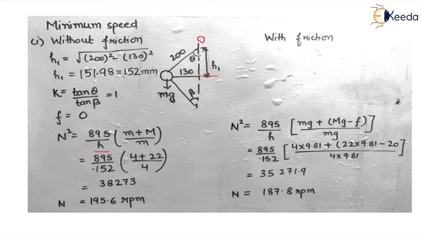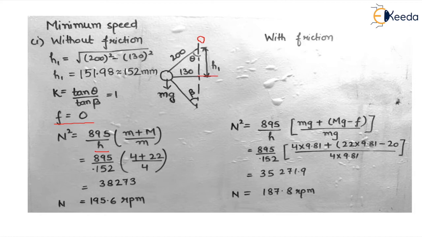Okay, so the second case is with friction. In this, what changes? The force of friction is not 0, and we are already given the value for friction, which is 20 Newton. Now, how does this force of friction work? The force of friction works in the direction opposite to that of the motion. So when there is minimum speed, the balls and the spindle are coming downward, and the force of friction works upward. So it is mg minus f.